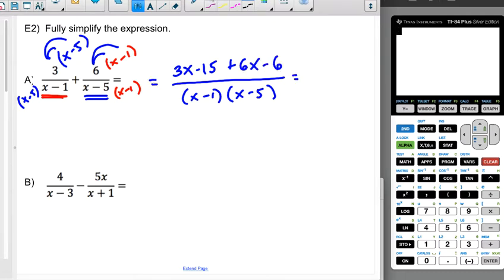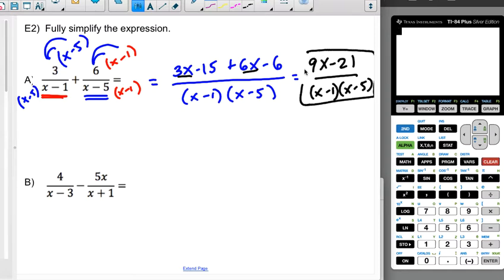So then when I put my like terms together, I get 3x plus 6x, which is 9x. I get a minus 21. And I get (x - 1)(x - 5). And that answer is totally fine. So this answer is great. So this is fine. You can stop there.